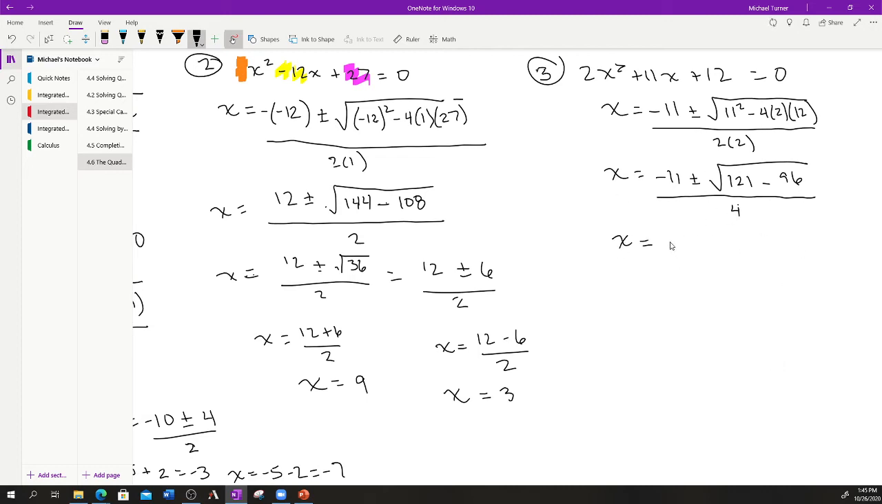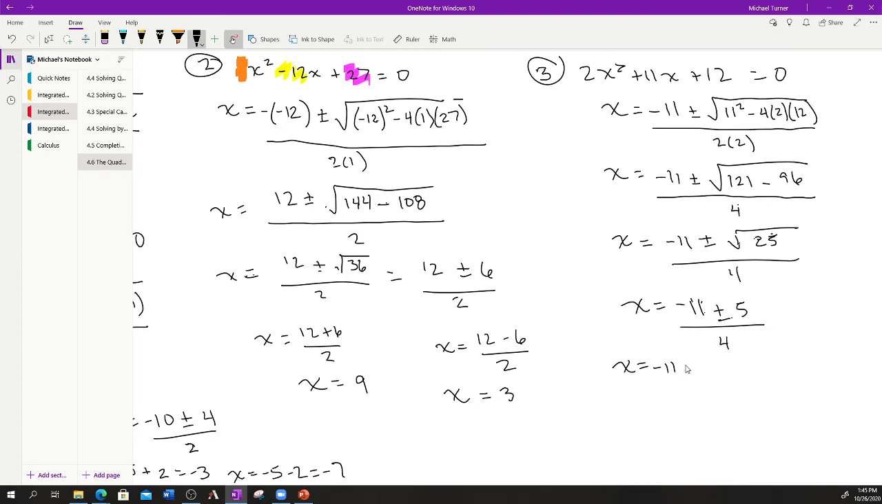Okay, so x equals negative 11 plus or minus 121 minus 96 gives me 25. That's over 4. Square root of 25 is 5. So again, you can divide first or split first. Because 11 and 5 don't divide evenly with 4, I would combine.